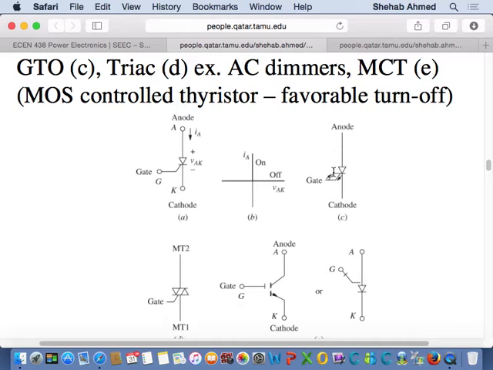MOSFETs were different. What was a MOSFET? Was it a current control device? Did you have to provide continuous gate current to the MOSFET? No. Voltage, yeah. MOSFETs are voltage control devices. They're like a capacitor input voltage control device. As soon as you charge the capacitor at the input, the device can turn on, right?